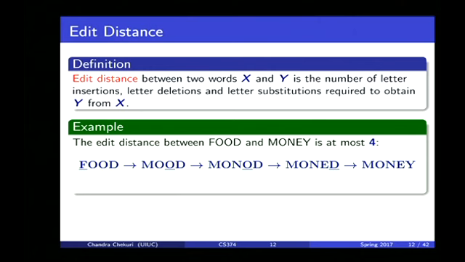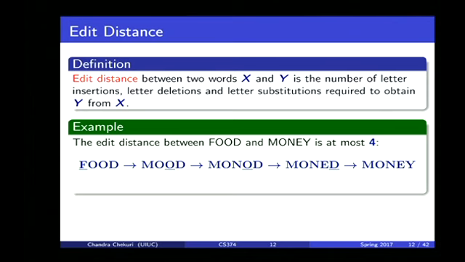So how do I go from food to money? I change F to M, that's one edit. And I introduce a letter N, that's one edit. Then I change O to E, that is one edit, and then I change D to Y as another edit. That's one way of doing it. Is it the best way to do it?